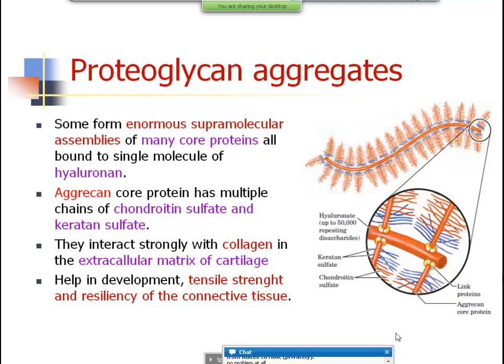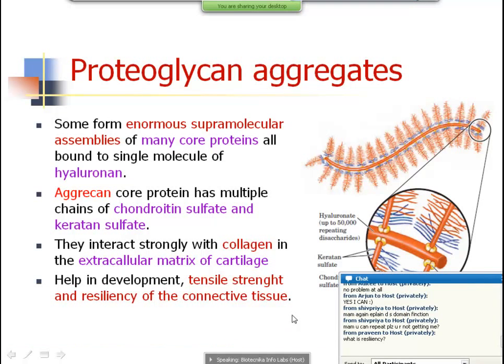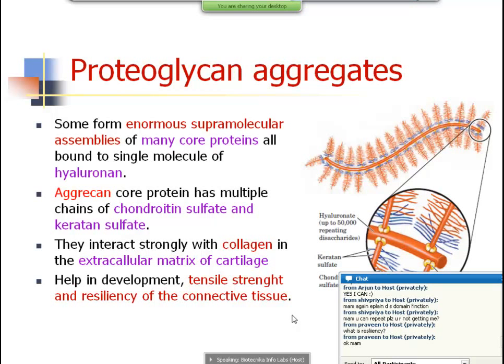Ma'am, the main rod is hyaluronan or hyaluronic acid. Alright, so this will be attached to the cell surface. Resilience means that without breaking, you can bend it, expand it, or fold it, and it will not get bent. Basically, the elasticity.